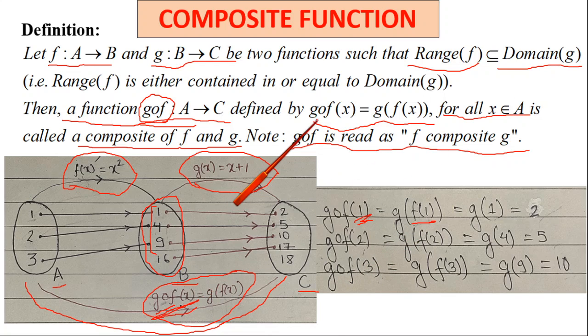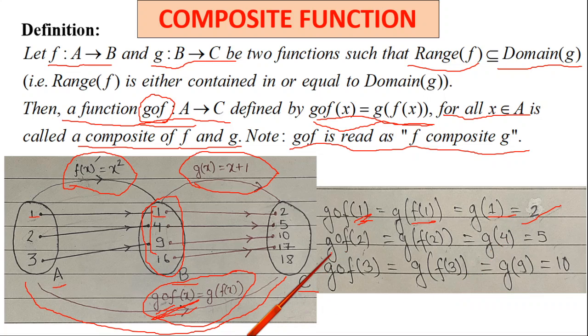Like, see the definition here. So f of 1 means here f of 1 is 1. So in place of f of 1, what we get? 1. And thereafter g of 1. So we know g of 1 is 2. So here we get 2. So therefore f composite g of 1 is equal to 2.